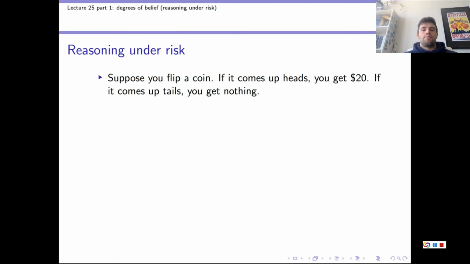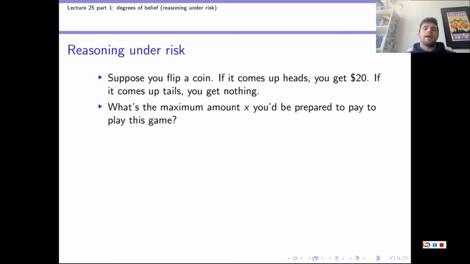You flip a coin, and if it comes up heads, you get $20. If it comes up tails, you get nothing. The question is, what's the maximum amount X you'd be prepared to pay in order to play this game? And one approach, as we've seen, is to talk in terms of expected values. So let's look at that in more detail.